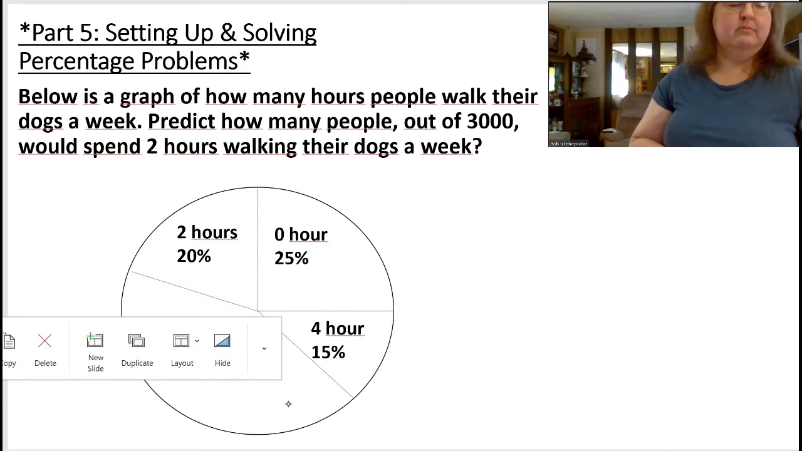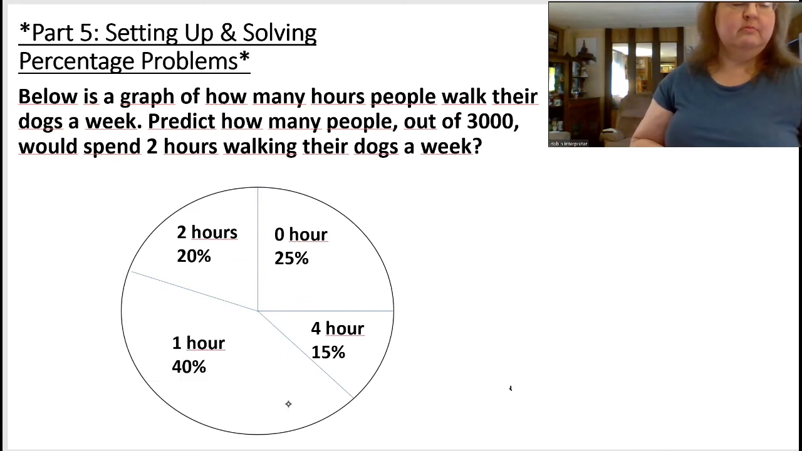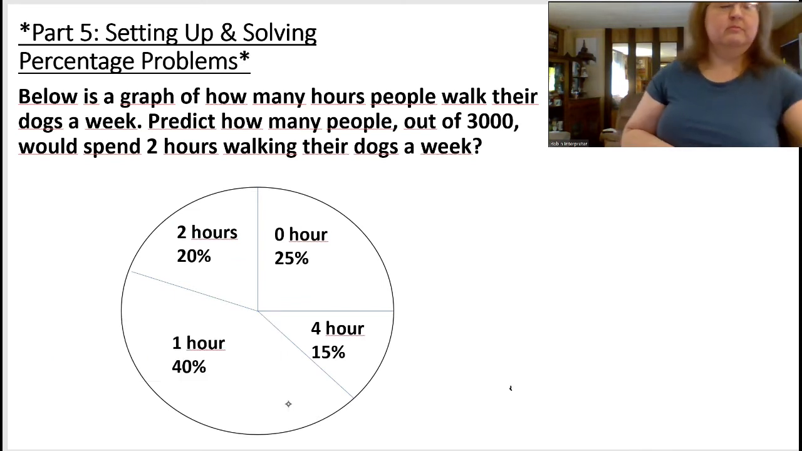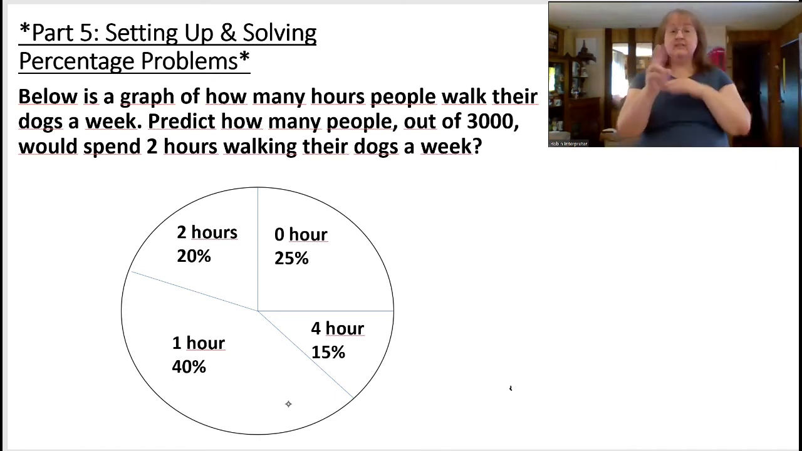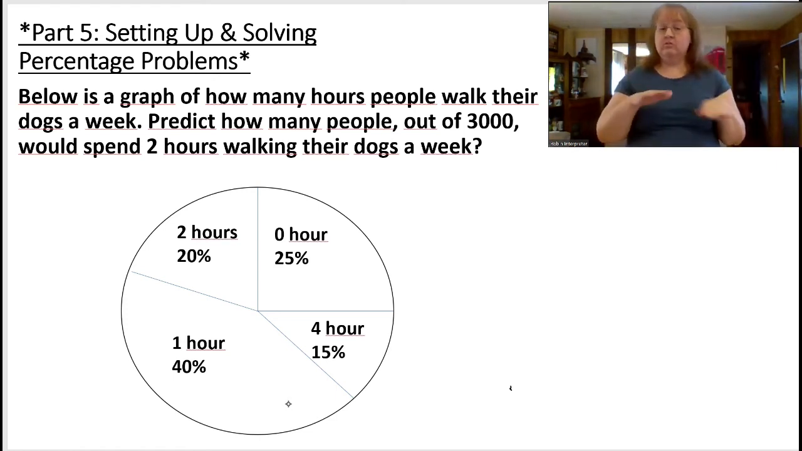So let's look at the next slide. It says below is a graph of how many hours people walk their dogs a week. Predict how many people out of 3,000 would spend 2 hours walking their dogs a week. Okay, where's the 2 hours? Here's the 2 hours. That's 20%.